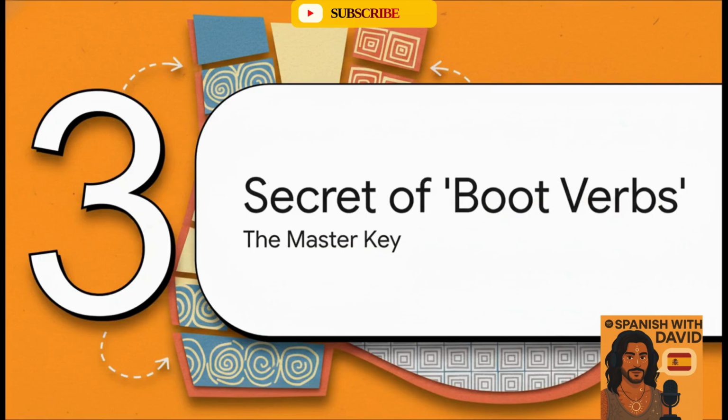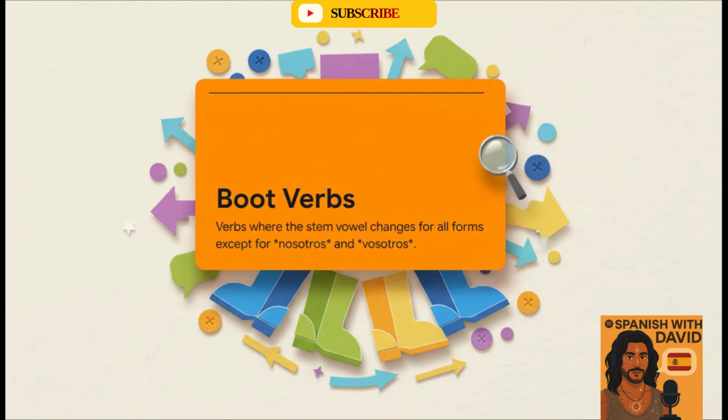Okay, with those rebels out of the way, it's time to unlock the master key. This one single concept is going to do most of the heavy lifting for you from now on when it comes to irregular verbs. It's called the boot verb pattern, and the rule is actually super simple. The vowel in the stem of the verb changes for most forms, but, and this is the important part, it stays completely normal for the we and you all forms. That's nosotros and vosotros. That exception is everything.